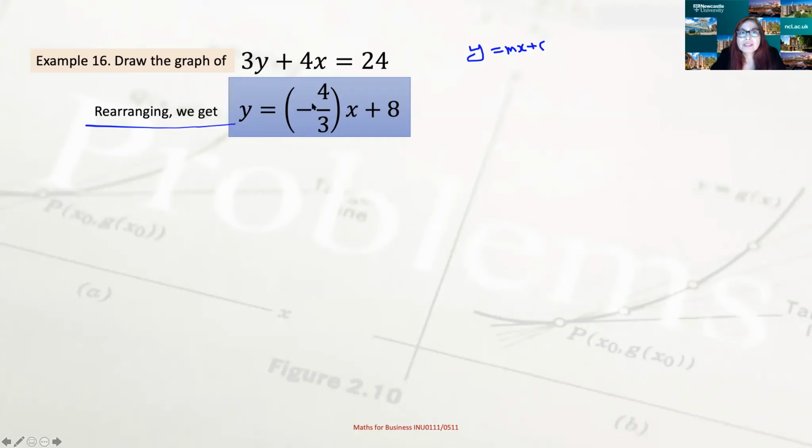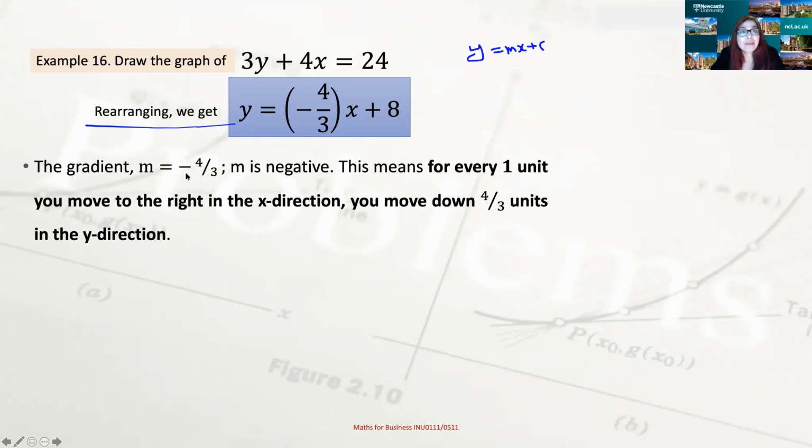What I'm going to show here is, look at that. If you compare this, what is the slope? The slope is -4/3 and the intercept is 8. The gradient m is equal to -4/3. It's clearly showing that m is negative. Look at that, m is negative here.